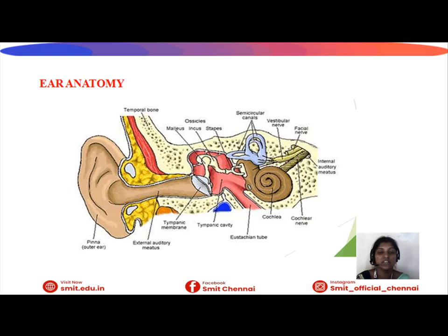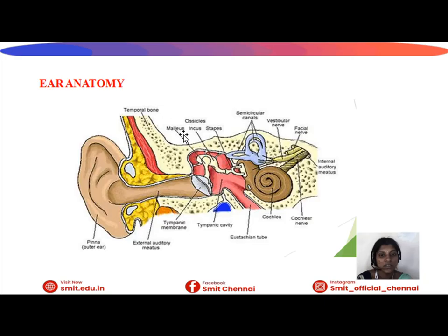This is the anatomy of the ear. Here anatomy usually consists of 3 ear types: outer ear, inner ear and middle ear. Here outer ear will be pinna and it is connected to the middle ear through tympanic membrane and through tympanic cavity. This is the temporal bone. Here 3 ear bones will be here.